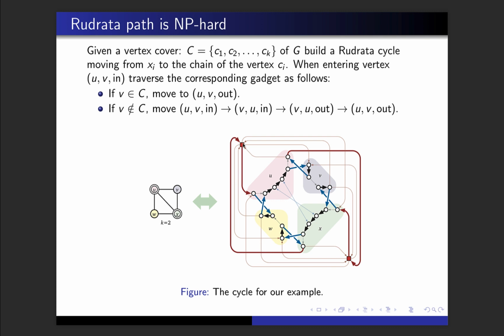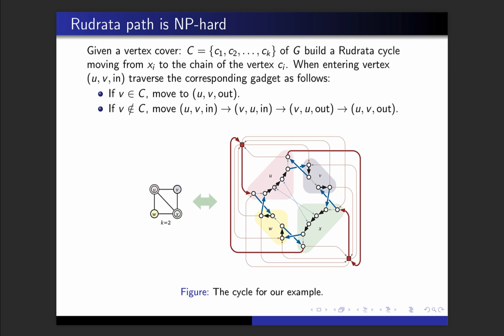Let me start at this vertex that I'm going to label x1, and let's say that u is the first vertex in my cover. We have 2 vertices here which form the cover, u and x. So let's call u the first one, why not? So we move into u, and then we check whether the second vertex in my gadget belongs to the cover or not. So I enter here, the second vertex is w in this gadget, w is not in the cover, so I'm going to traverse the gadget going through the blue edges. Then I move to the next gadget.